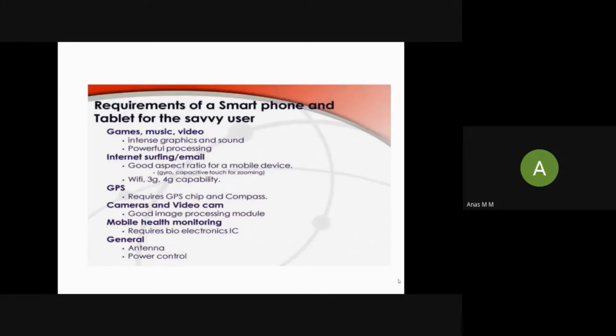Then mobile health monitoring, we require bioelectronic ICs. And in general, we need power, antenna and power control device. So that means apart from the microcontroller or processor, we need extra ICs to control all these applications.